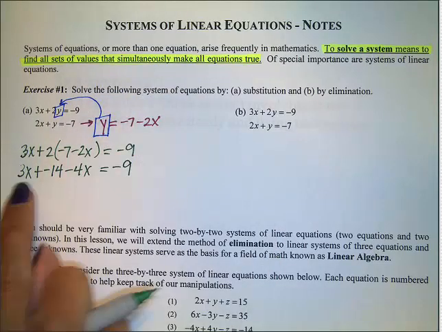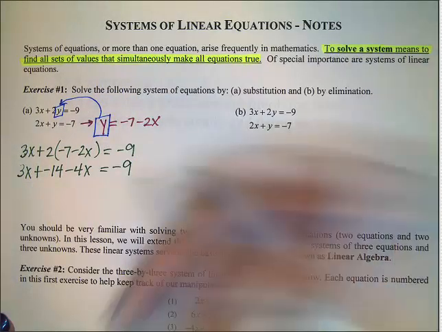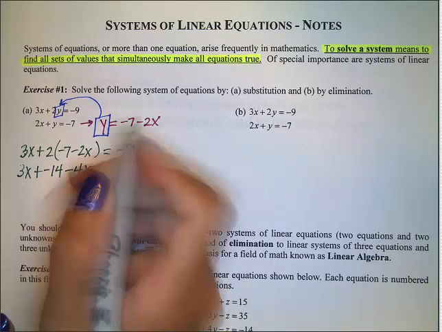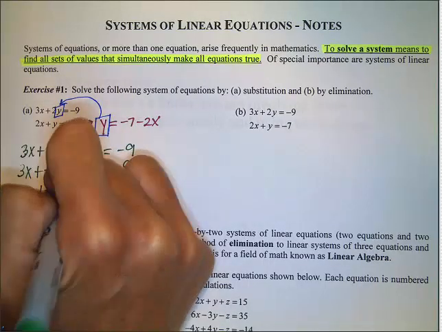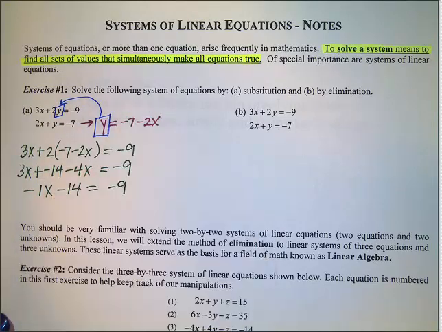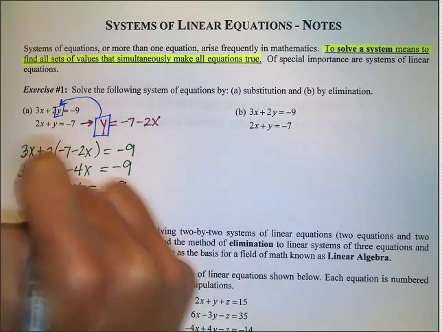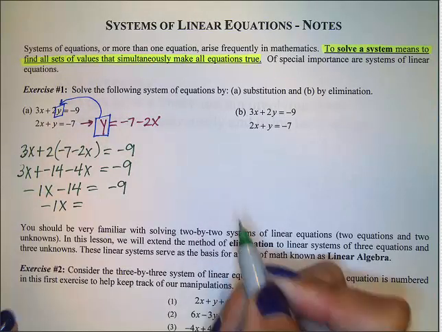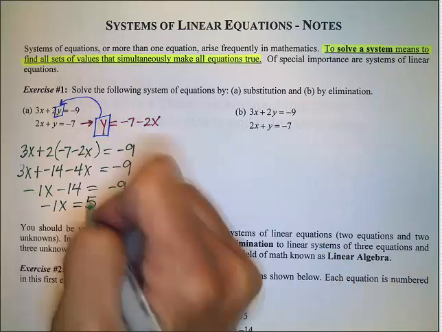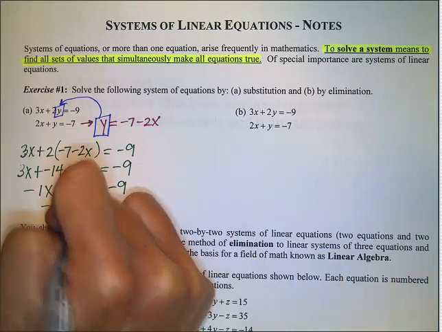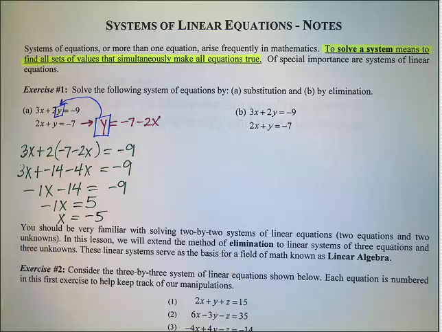I'm going to combine like terms. Those are on the same side. So 3x minus 4x is -1x. Minus 14 equals -9. Add 14 to the other side. So -1x equals 5. Divide by -1. So x equals -5. Well, the problem is I have 2 variables, x and y.